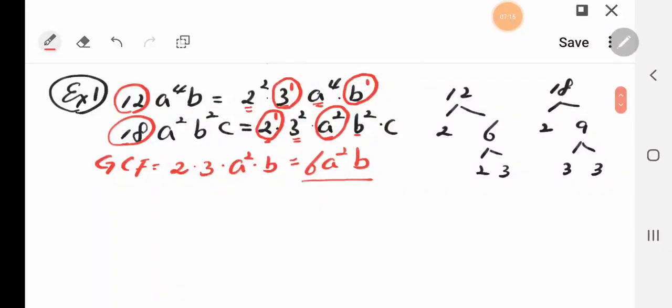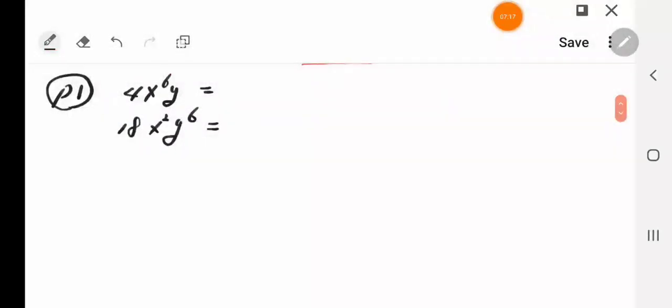Okay, let's try more examples. This is problem 1. There are 2 expressions, 4x to the 6th power times y. And 4 can be written as 2 squared, and x to the 6th power and y. 18 is 2 times 9, right? And 9 is 3 squared.